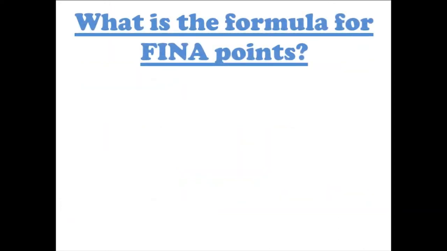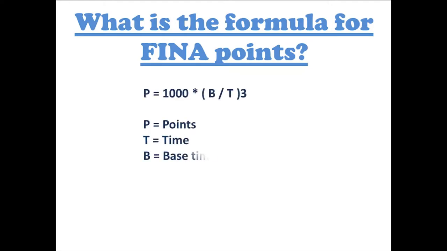What is the formula for FINA points? P equals 1,000 times, in brackets, B divided by T, cubed. P stands for points, T stands for time, and B stands for base time, which changes every year. So now, let's put the formula on Excel sheets.